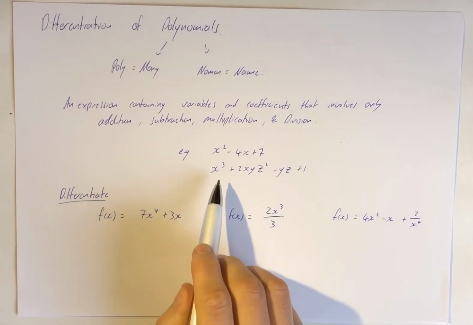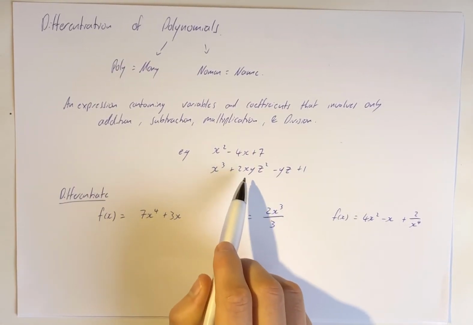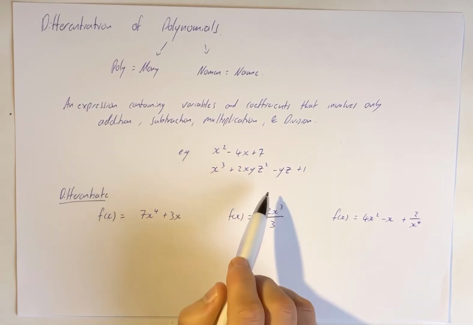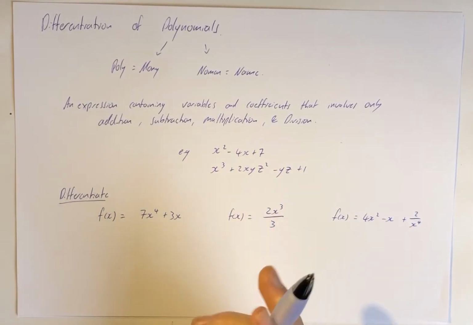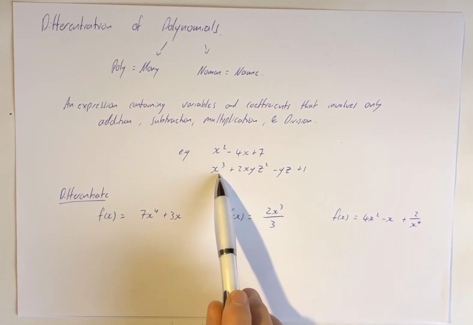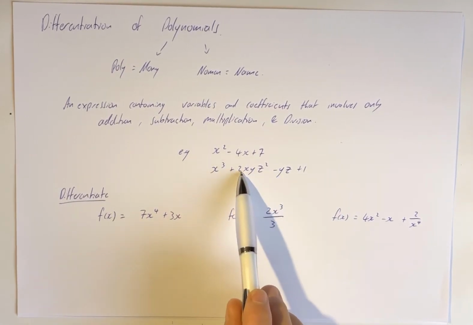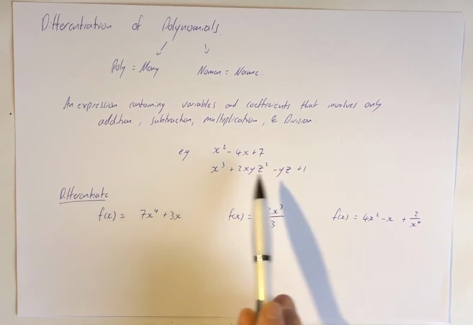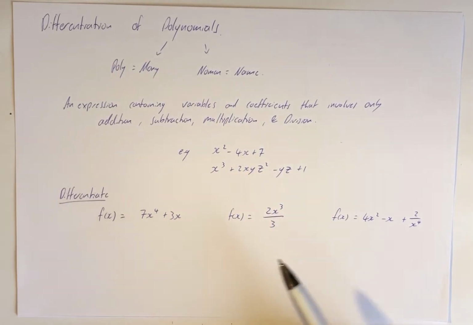Another example is x cubed plus 2xyz squared minus yz plus 1. It's also a polynomial. This is straight off the Wikipedia page, by the way, because it's got 3 different variables. It's got coefficients of 2 and negative 1 and 1 and a constant of 1. So it's also a polynomial.